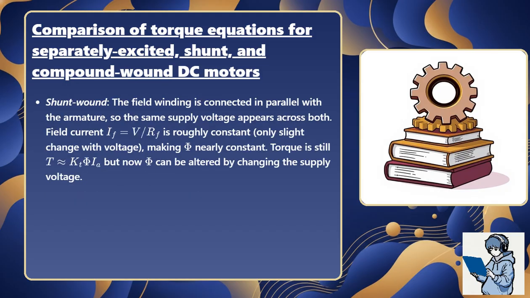Shunt wound: the field winding is connected in parallel with the armature, so the same supply voltage appears across both. Field current is roughly constant, making phi nearly constant. Torque is still approximately KT phi IA, but now phi can be altered by changing the supply voltage. IF equals V divided by RF. T approximately equals KT phi IA.